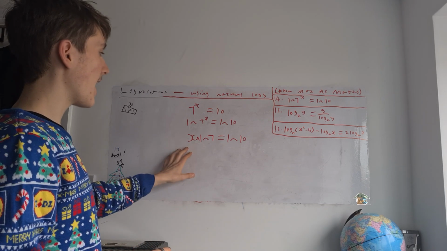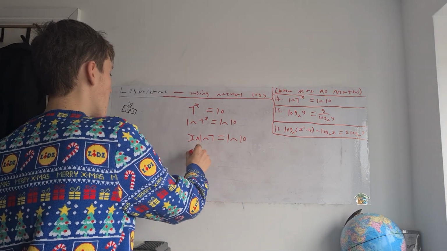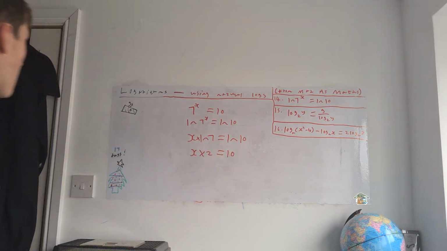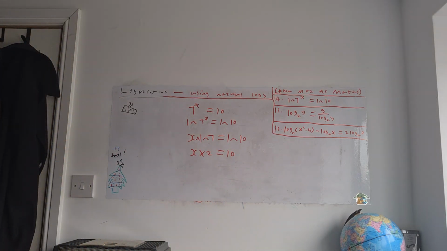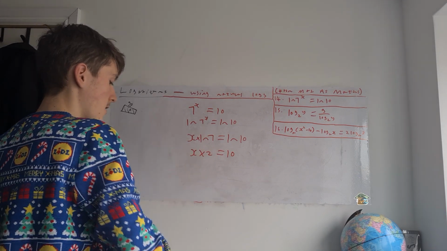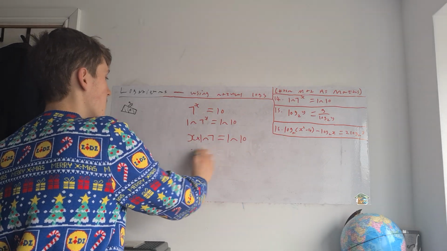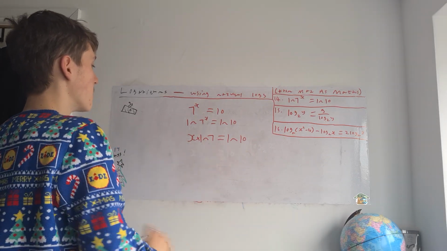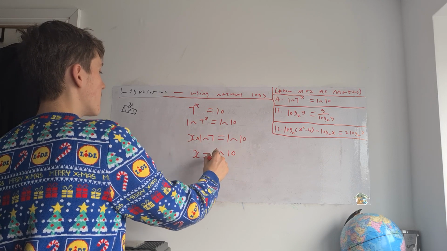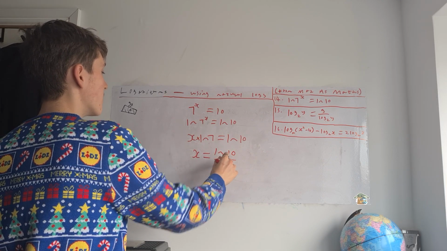Well, if that was, say, x times 2 equals 10, then what you do, you just divide by 2, wouldn't you? You divide that by 2 to get x. So that's what we're going to do up here, because we're treating this like any old number. We're just going to do x equals ln 10 over ln 7.